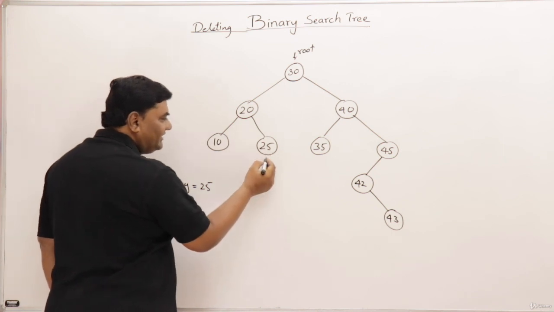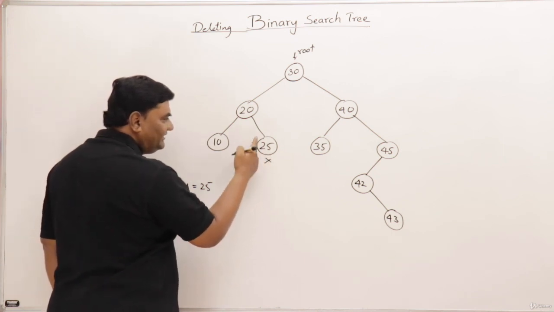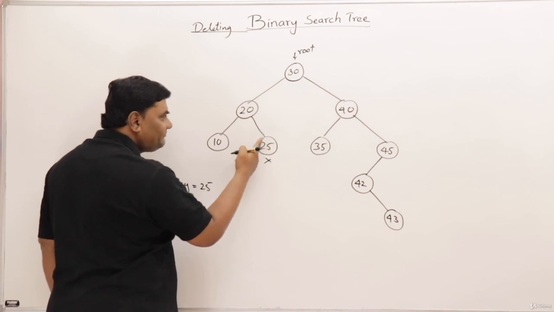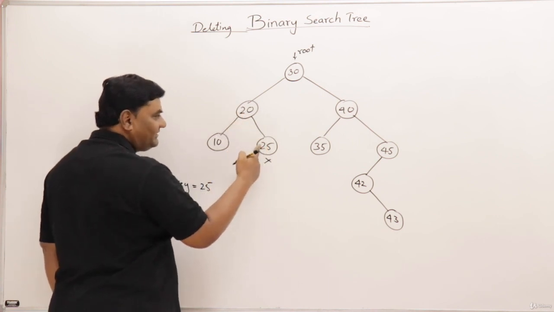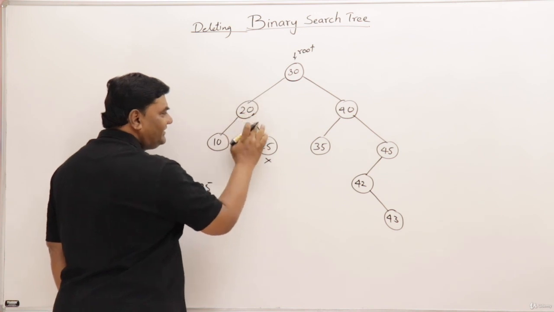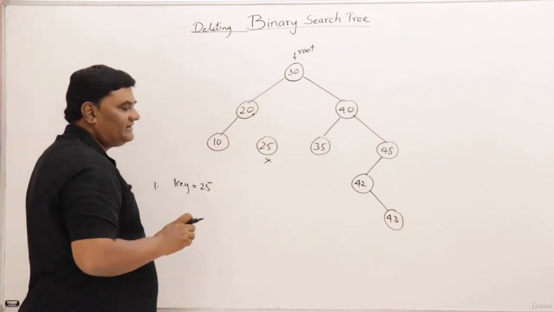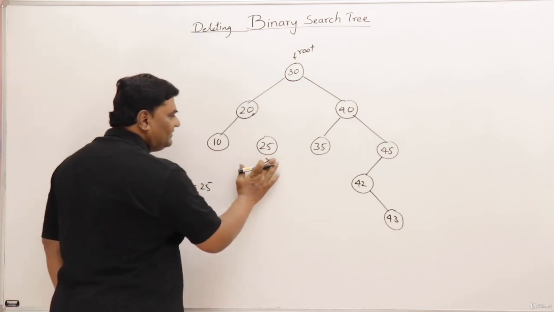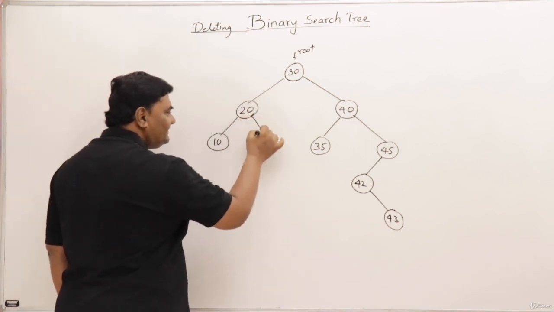Then delete this node. If you delete any node, then you have to make its parent link null, right? If it is a linked representation, we have to make this null. Yes, we can make it null and this node is deleted. So this was simple. I'll put back the node as it is.